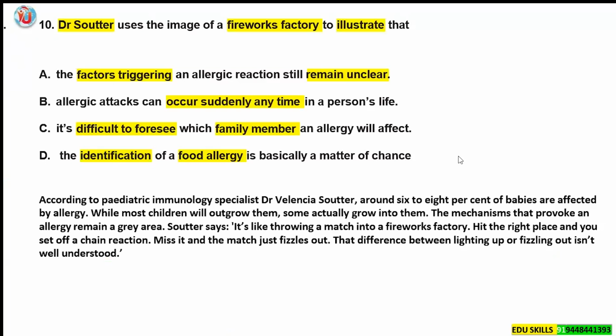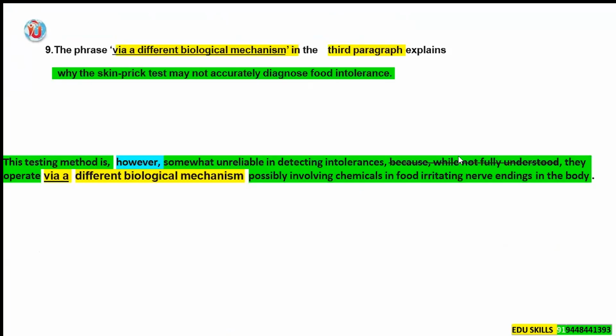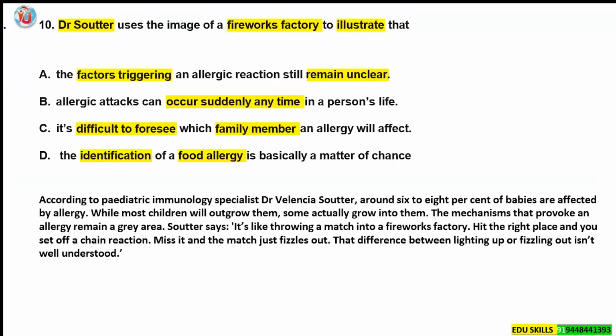Yes, question number 10 says Dr. Sauter uses the image of a firework factory to illustrate that. Question number 10, the keywords are Dr. Sauter and he is using the image of fireworks factory and illustrate are the keywords in question number 10.